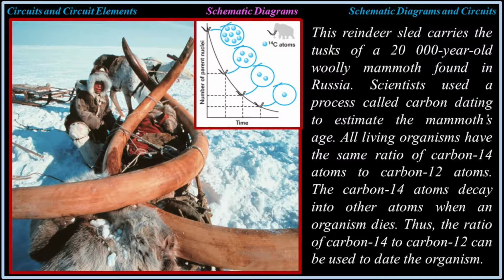All living organisms have the same ratio of carbon-14 atoms to carbon-12 atoms. The carbon-14 atoms decay into other atoms when an organism dies. Thus, the ratio of carbon-14 to carbon-12 can be used to date the organism.